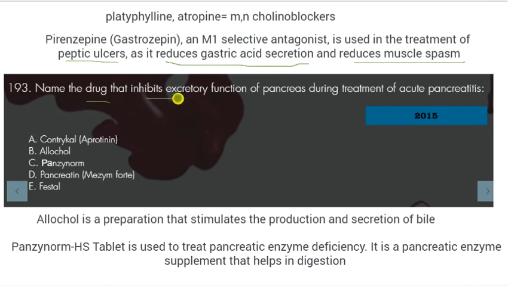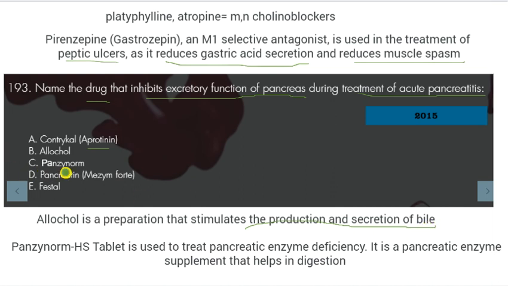The drug that inhibits the excretory function of the pancreas during the treatment of acute pancreatitis is Contrical, or aprotinin. Another name of Contrical is aprotinin. Allochol is a charcoal activated drug. Allochol is a preparation that stimulates the production and secretion of bile.